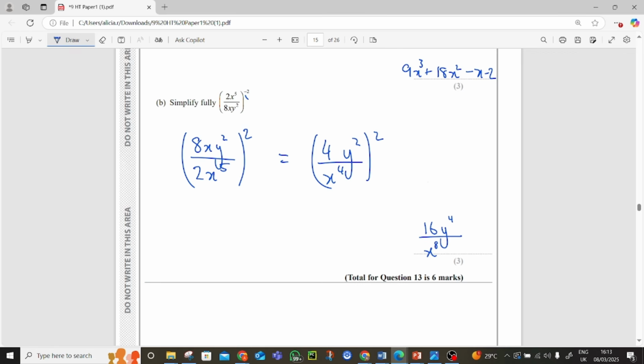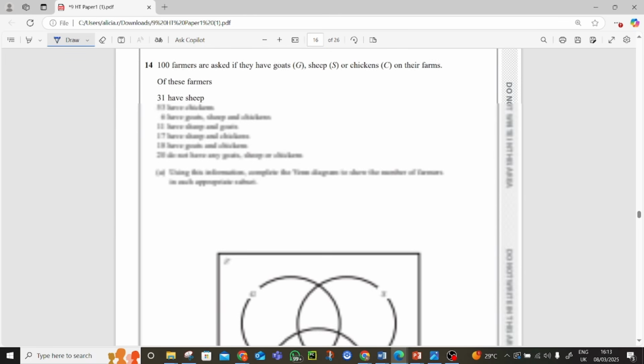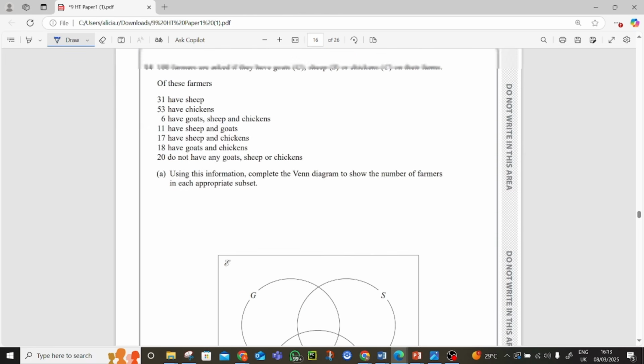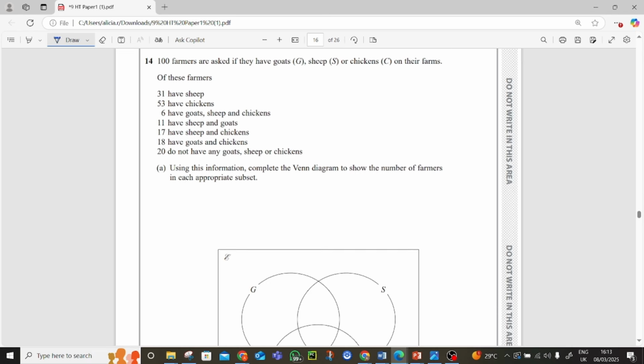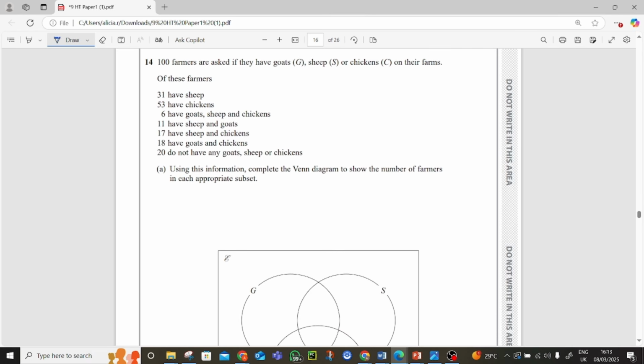Okay, let's move on to the next question. So this is question 100. We have 100 farmers. They have goats, sheep, or chickens. Now, for these kinds of Venn diagram questions, where you have a whole list of things, it's usually, or almost always, going to be easiest to start either outside the Venn diagram completely, so ones that do not have any, or right in the middle, ones that have all 3.